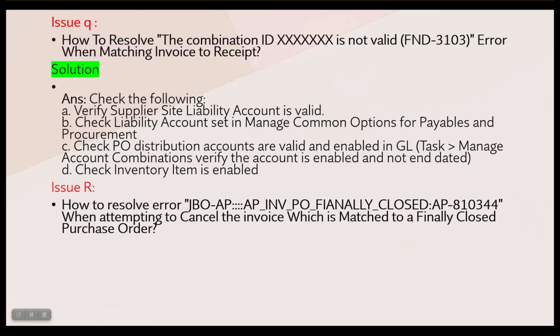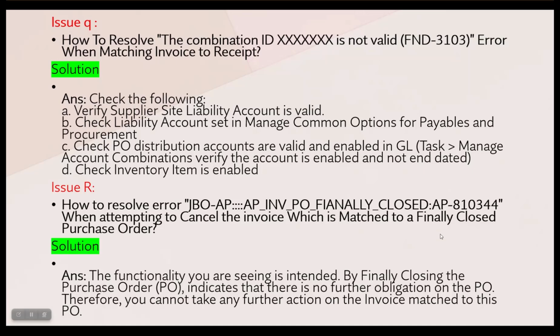How to resolve error AP_INVPO finally closed that occurs when attempting to cancel an invoice which is matched to a finally closed purchase order. The functionality you are seeing is as intended. Finally closing the PO indicates that there is no further obligation on the PO. Therefore, you cannot take any further actions on the invoices matched to this PO which is finally closed.